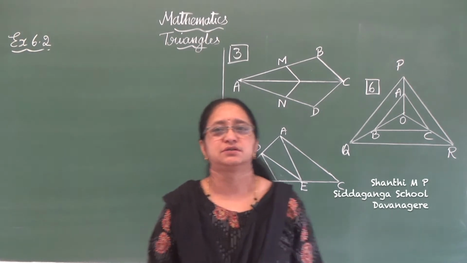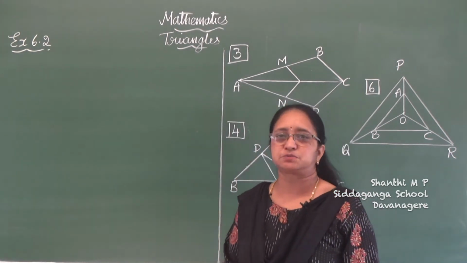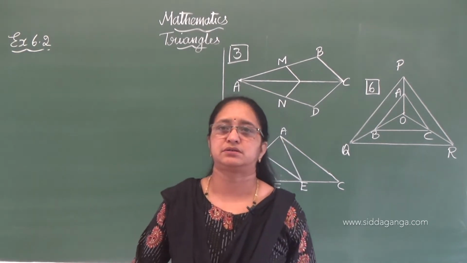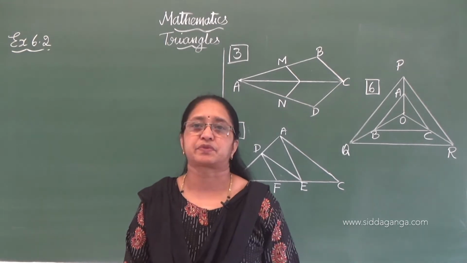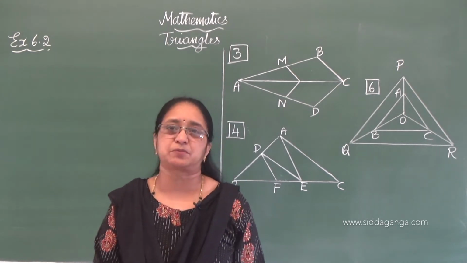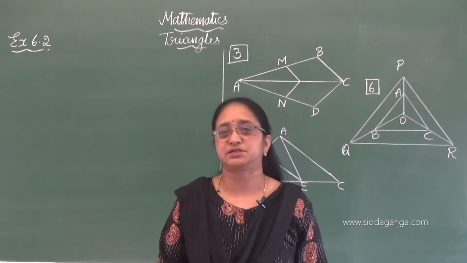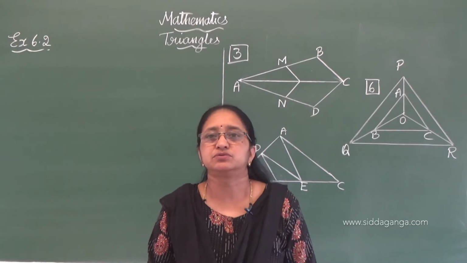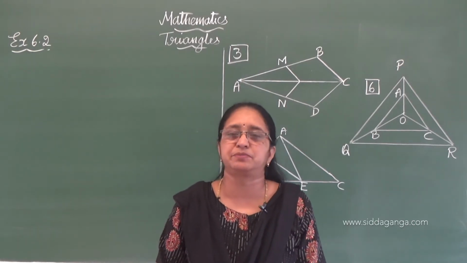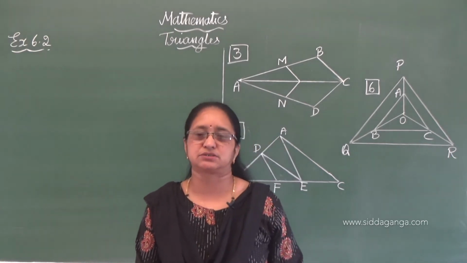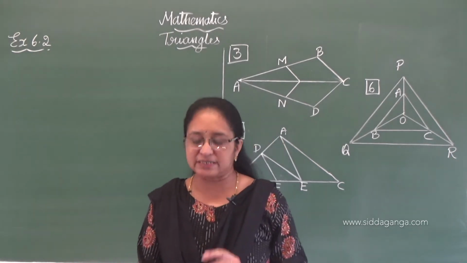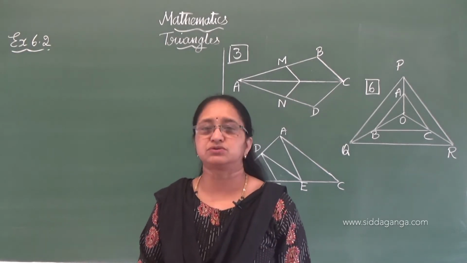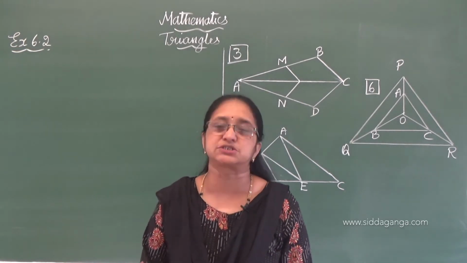Hello students. So today let us continue with exercise 6.2. In the previous class I had explained the theorem BPT, the basic proportionality theorem, or Thales theorem as we can call it, and I also gave you the corollary. Corollary means based on BPT we derived so many results. Based on this, as well as the converse of BPT, all three, we are going to work out this exercise 6.2.